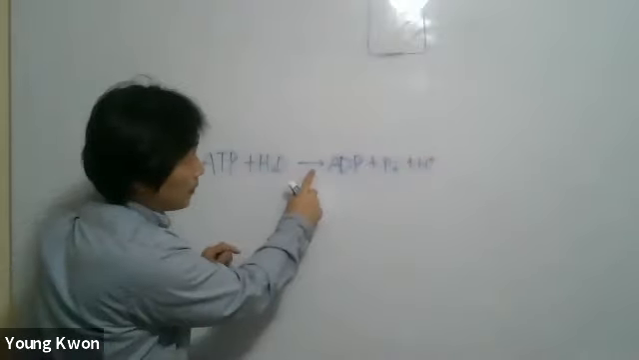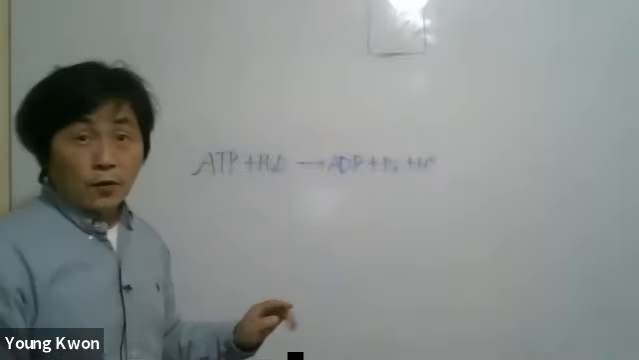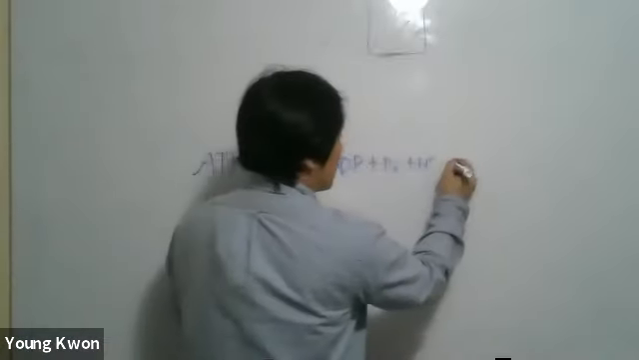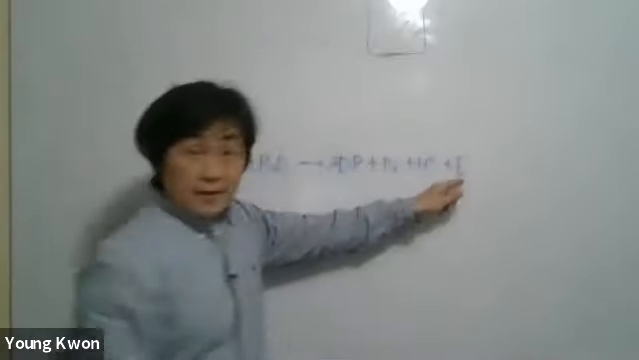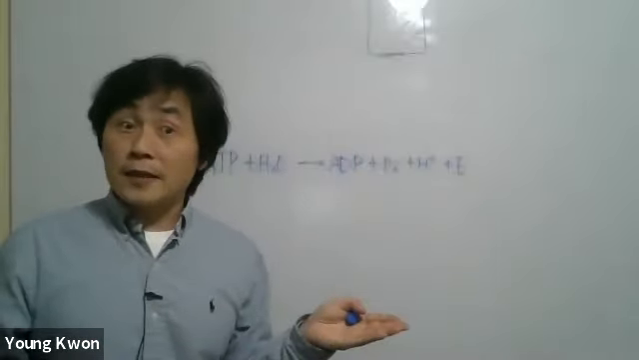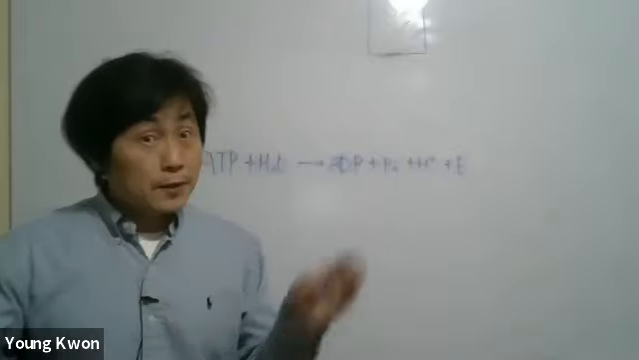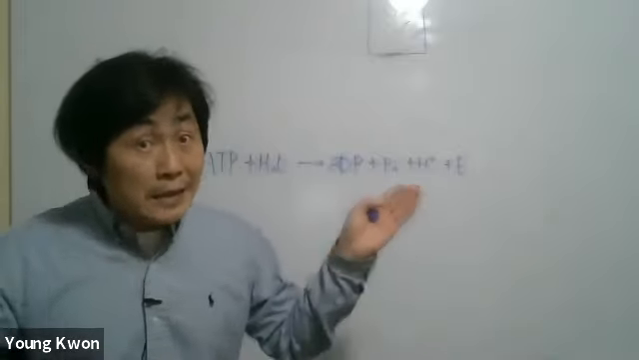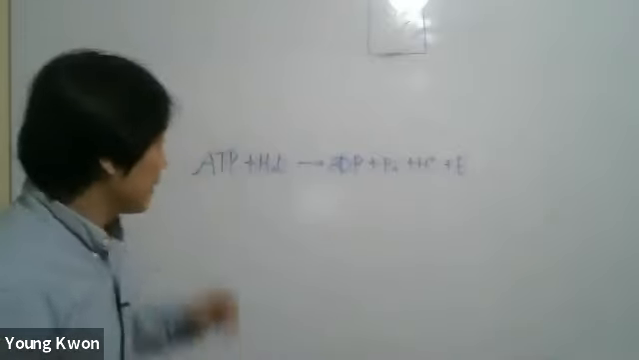I had a better way to write the energy release here, but for convenience I put the energy here. So we use this energy. It doesn't make sense, but not all of it: only 30% of the energy can be used for mechanical work, and 70% is just heat, right?